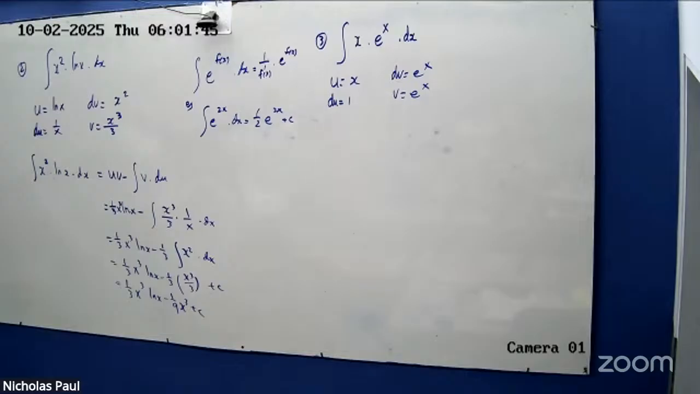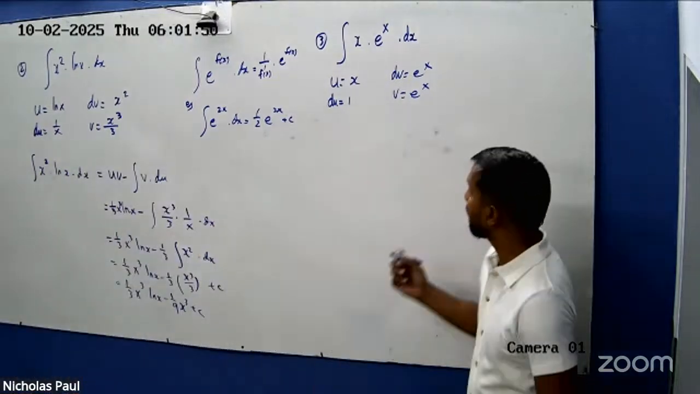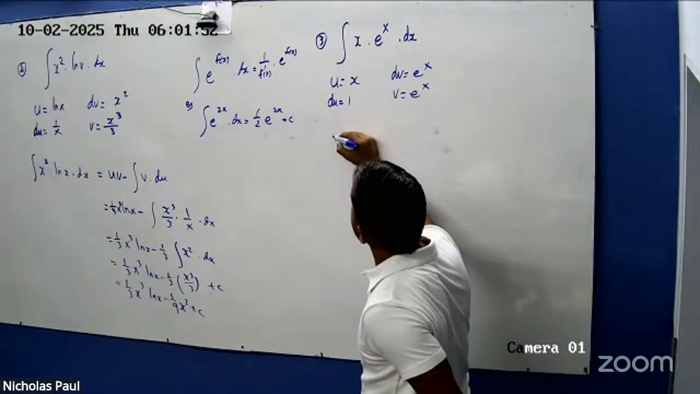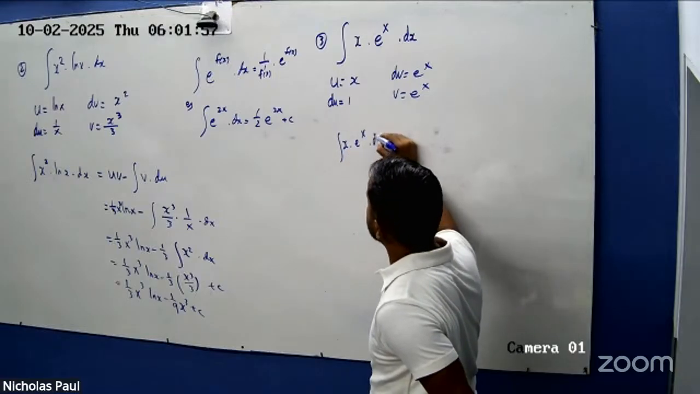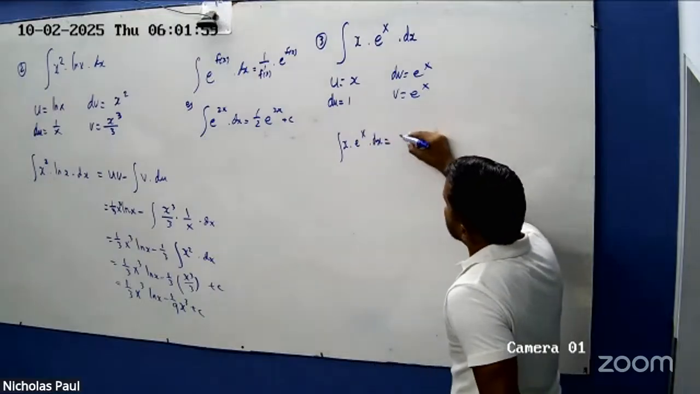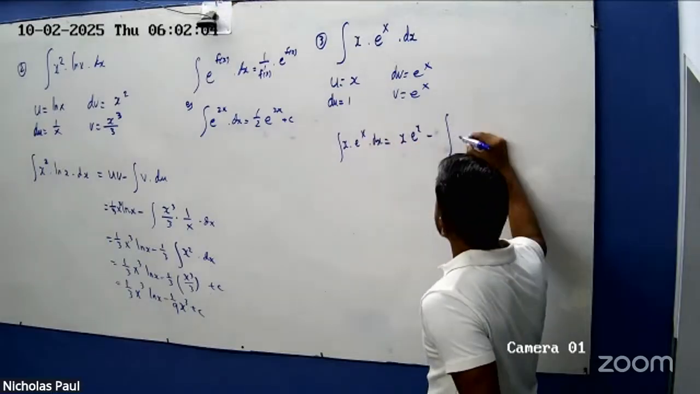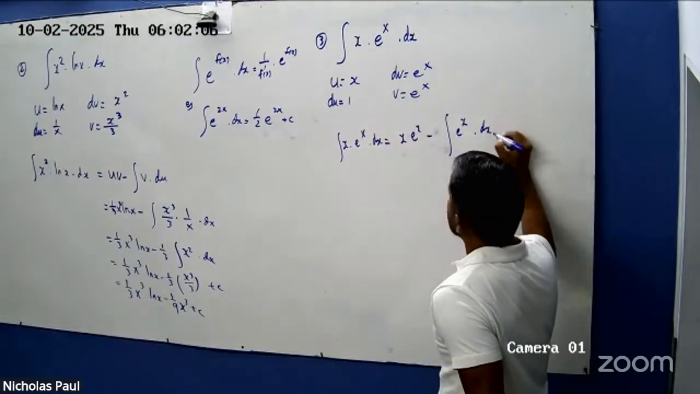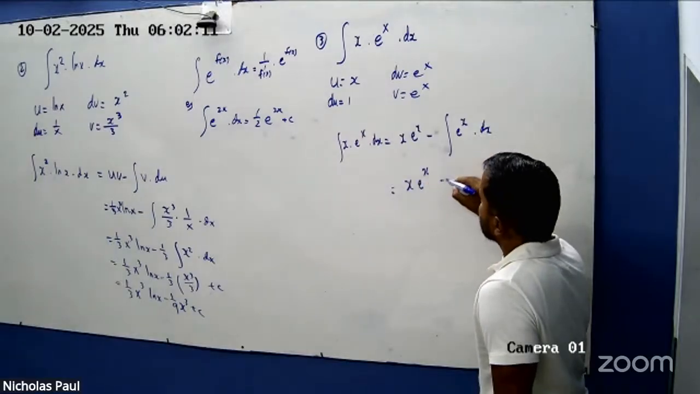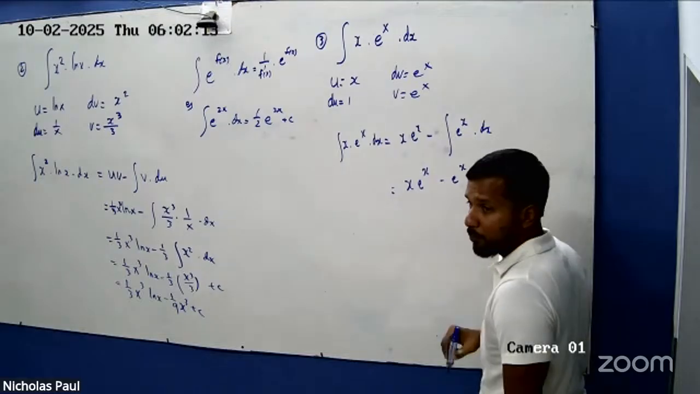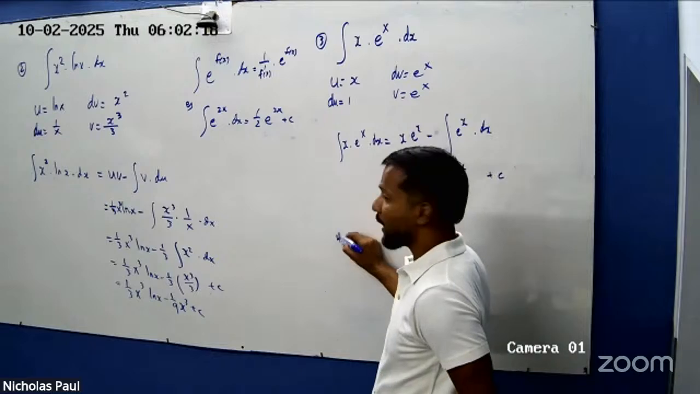Right, not done. So we're going to end up with the integral of x e to the x dx is u times v minus the integral of v times du. Right, and that's it. What's the integral of e to the x? e to the x plus c.